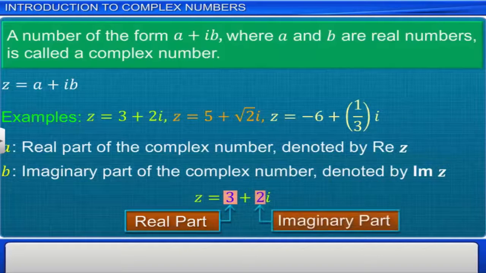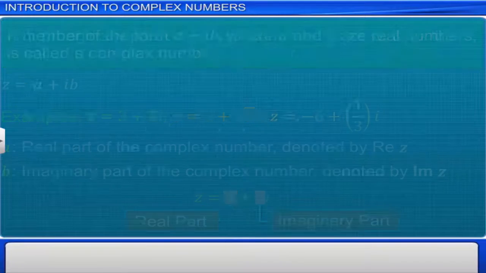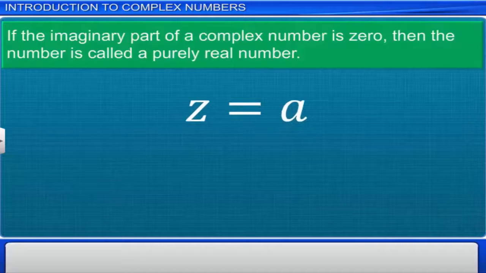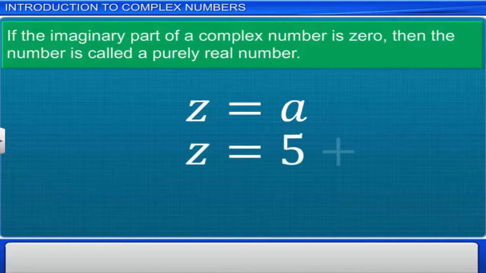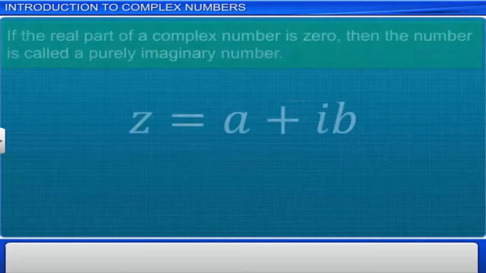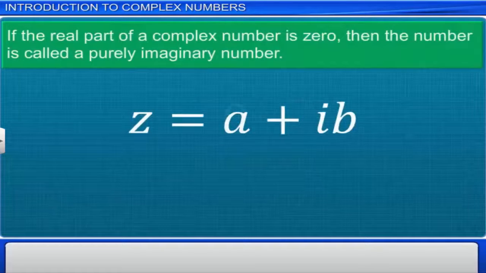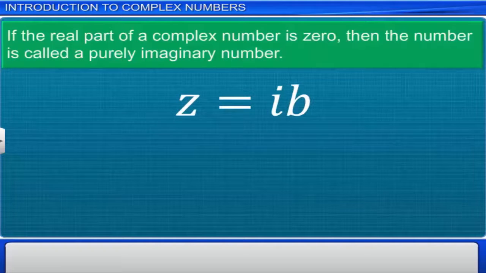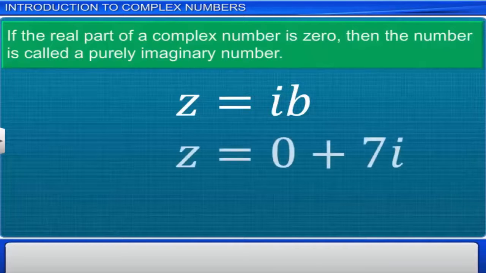If the imaginary part of a complex number is 0, then the number is called a purely real number. For example, z is equal to 5 plus 0i. If the real part of a complex number is 0, then the number is called a purely imaginary number. For example, 0 plus 7i, which is equal to 7i.